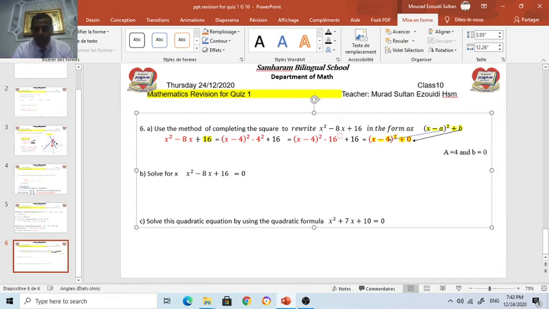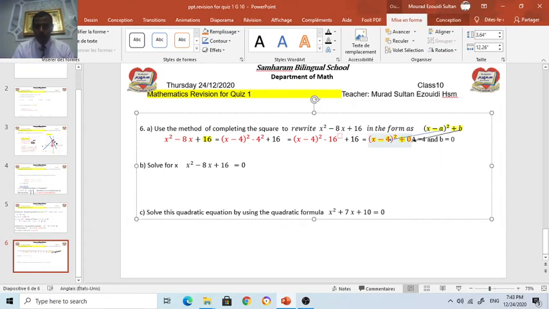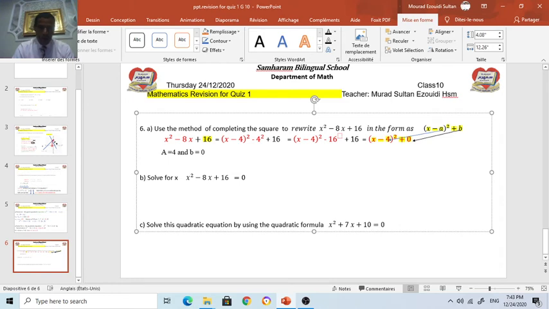And this one, x minus 4 all squared, is called a perfect square. You already know about this fact. So x minus 4 squared is what? It is a perfect square. As a conclusion, you can see that x minus 4 squared is called a perfect square.